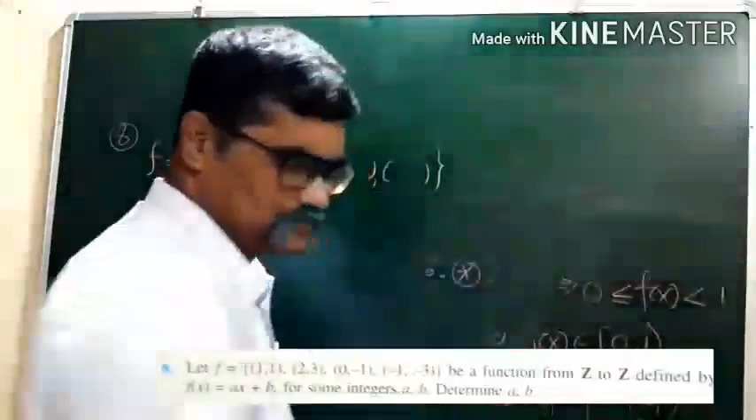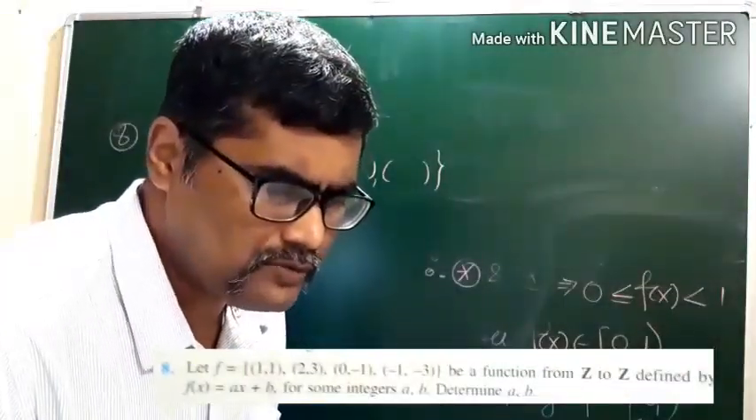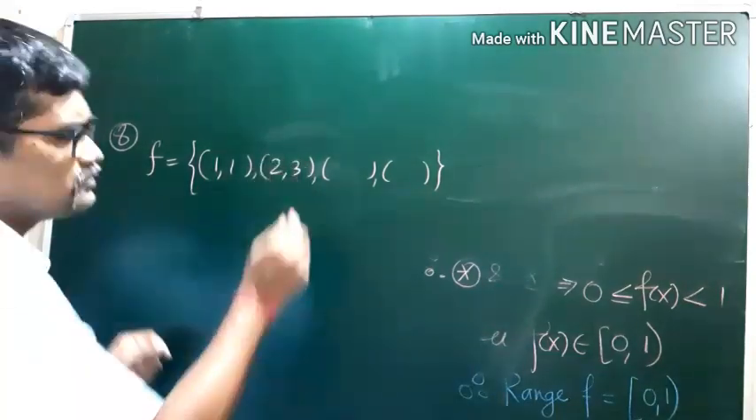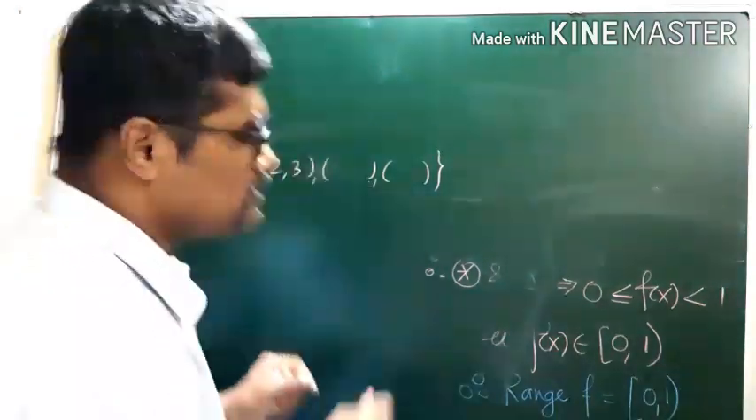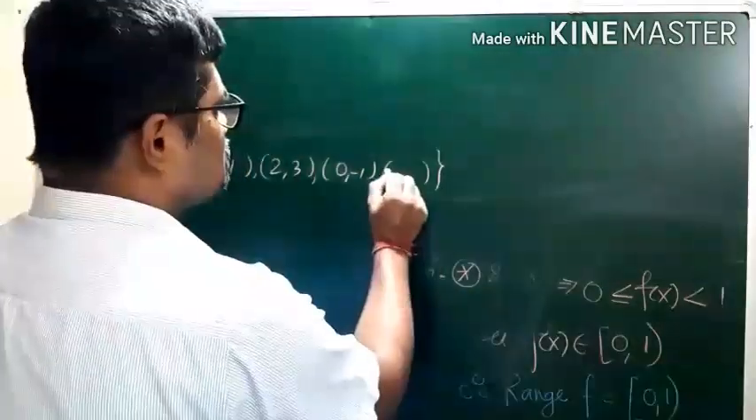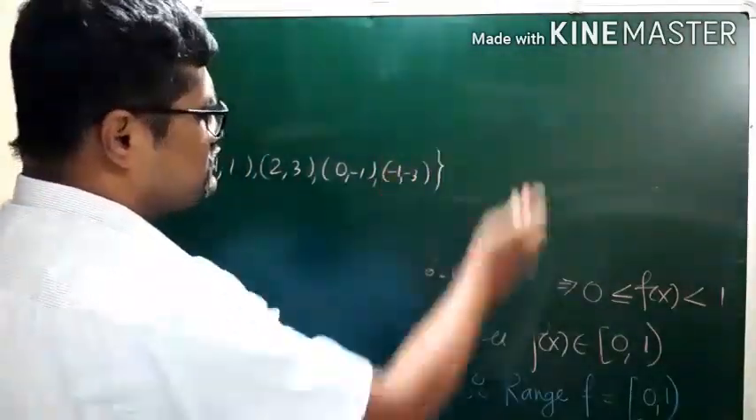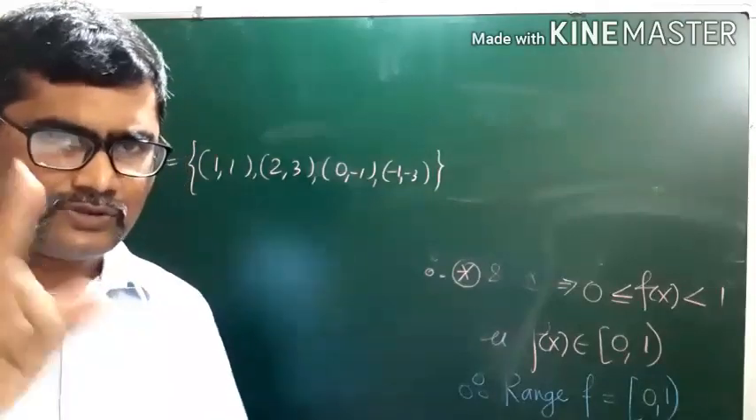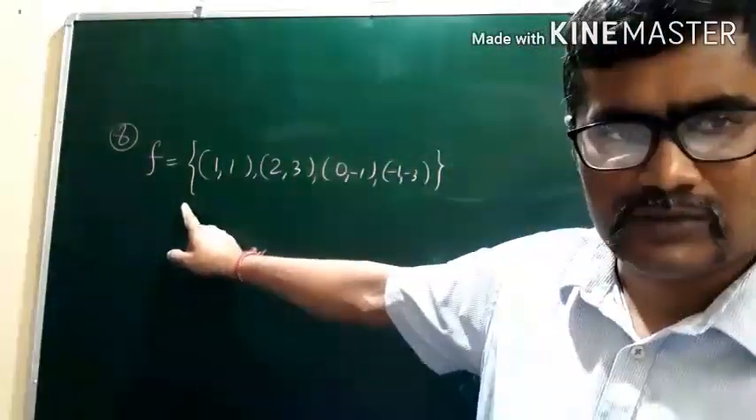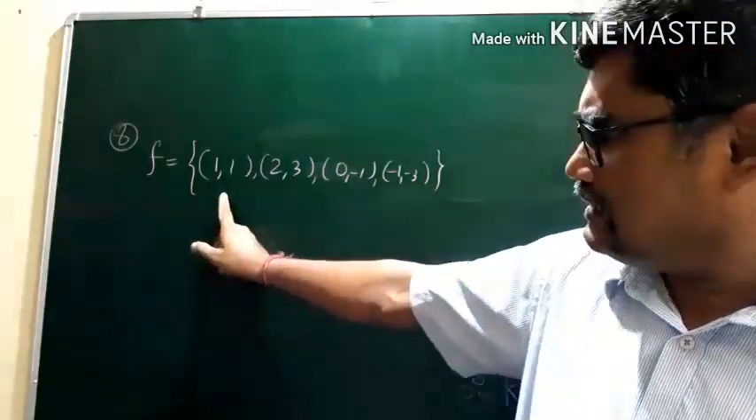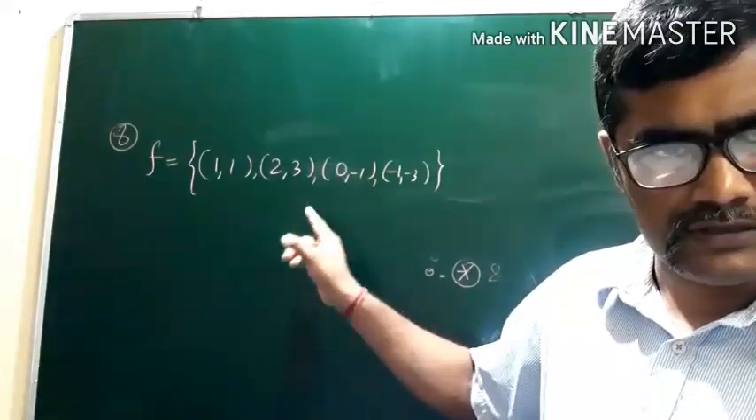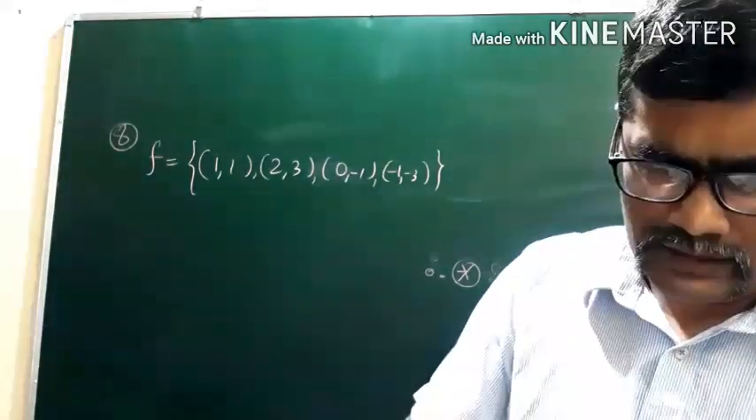I'll do that. Ordered pairs are (1, 1), (2, 3), (0, -1), and (-1, -3). Okay, so this is the function given to you, right? This is a function from Z to Z, and this is the roster expression, the function's expression in roster method.